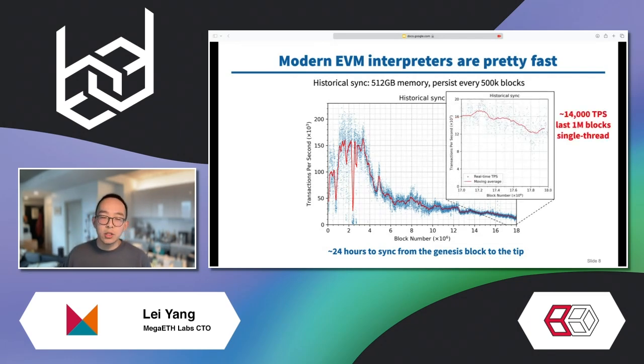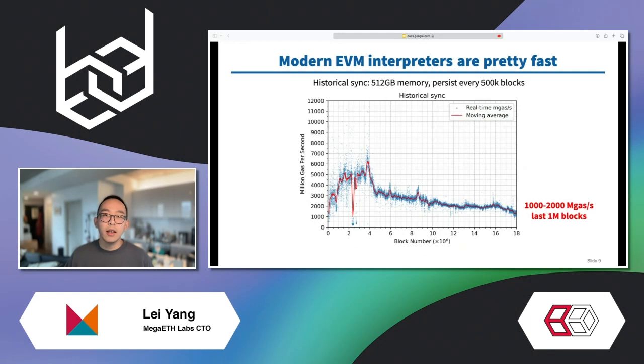And if we zoom into the most recent 1 million blocks, in other words, the current workload, we can see that Reth can process about 14,000 transactions per second. So this is actually pretty impressive. And if we measure the throughput in terms of the amount of gas it can process per second, we see that Reth can achieve 1 to 2 billion gas per second for the most recent 1 million blocks. So the key takeaway here is that modern EVM implementations like Reth are actually doing pretty well already. At least when we give it a gigantic amount of memory, enough to store the entire database in memory.